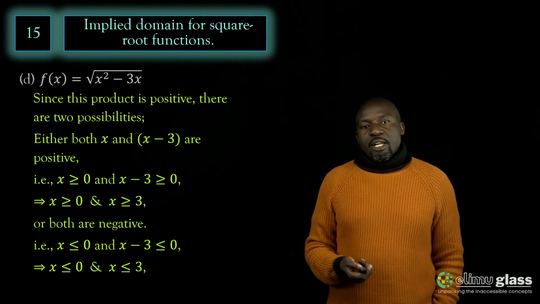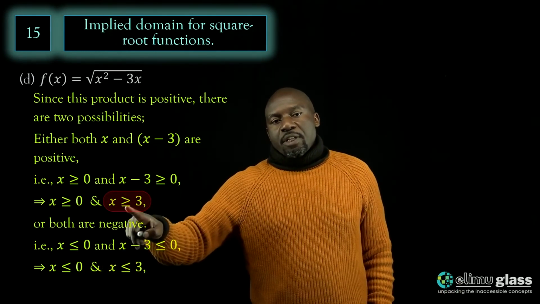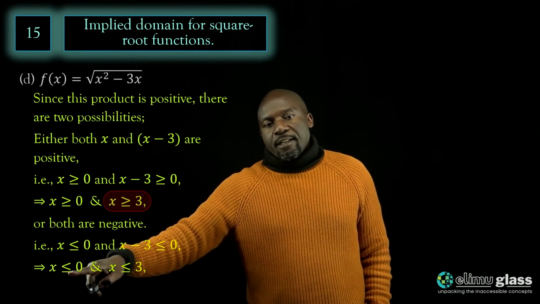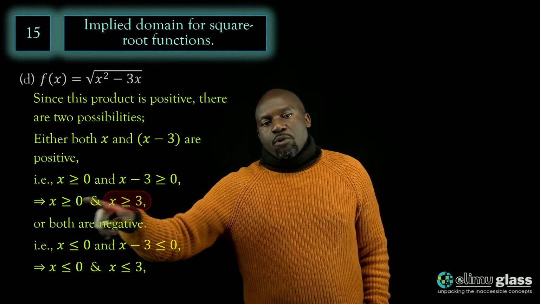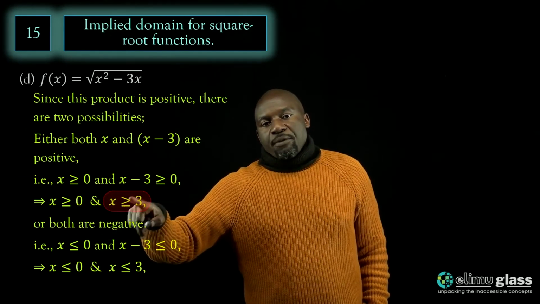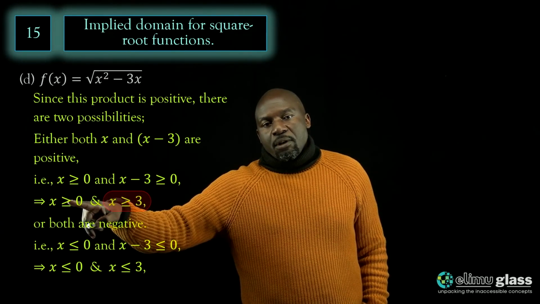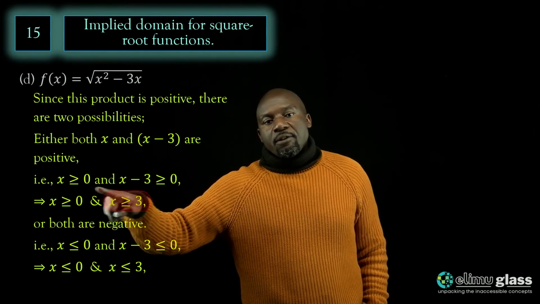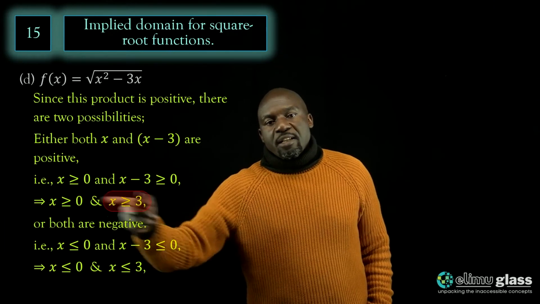Based on the explanation I just showed, here we take x is greater than 3, and here we take x is less than 3, because x is greater than 3 represents both. If a number is greater than 3, it is also greater than 0. If a number is greater than 0, it is not necessarily greater than 3. So because of that, we pick this to represent the two.